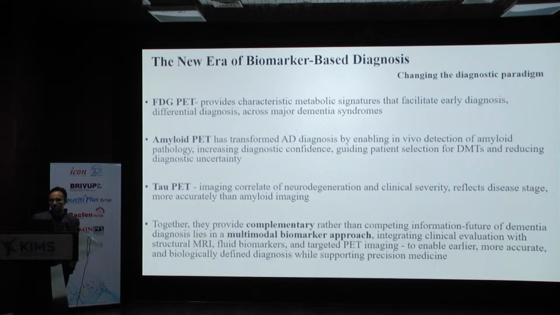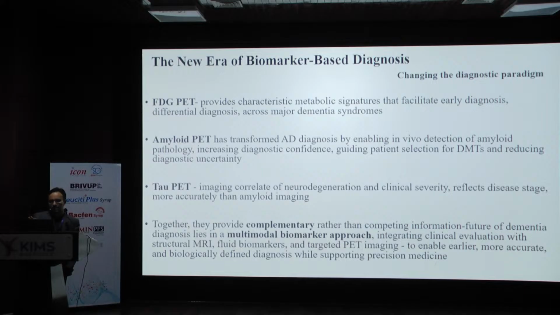So this is my last slide. FDG PET provides metabolic signatures that facilitate early diagnosis and differential diagnosis across major dementia syndromes. And amyloid scan definitely has transformed the AD diagnosis by enabling in vivo detection of this amyloid pathology, improving our diagnostic confidence, obviously guiding disease-modifying therapies and reducing the diagnostic uncertainty. And tau PET, an imaging correlate of neurodegeneration and clinical severity, reflects the later stages of the disease more accurately than the amyloid stage. Now, together, all these provide complementary rather than competing information.